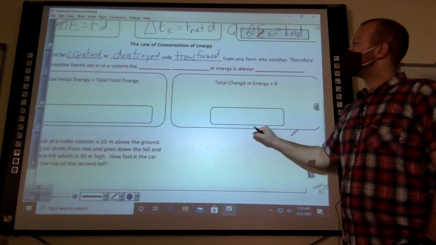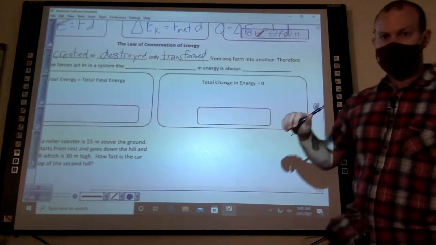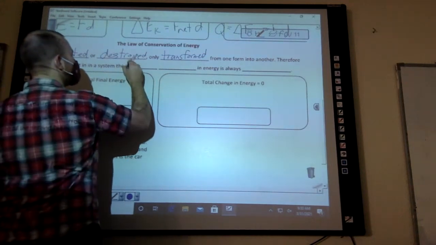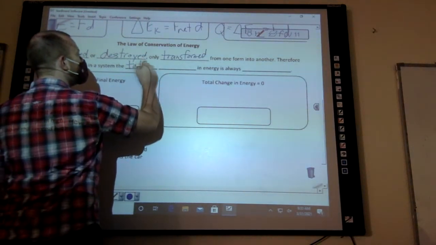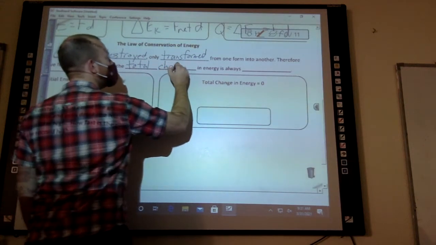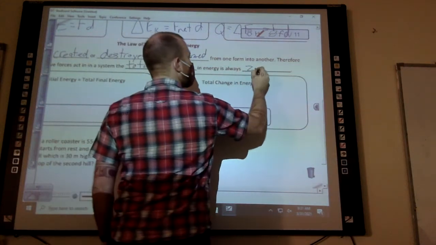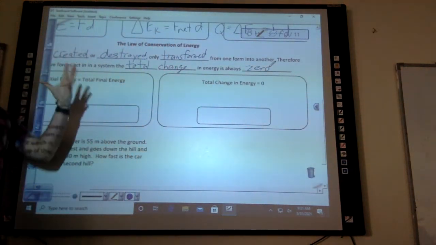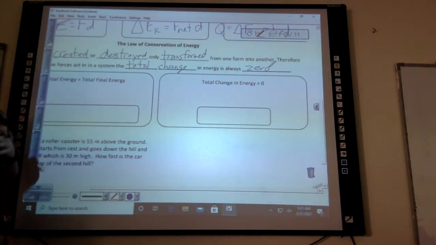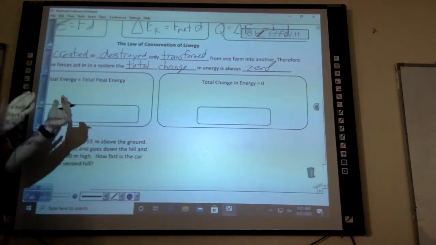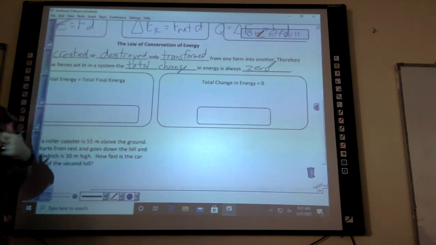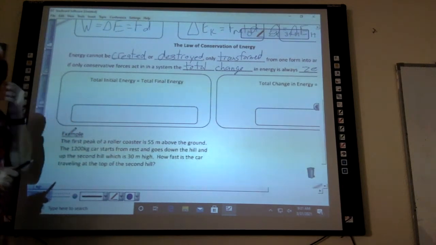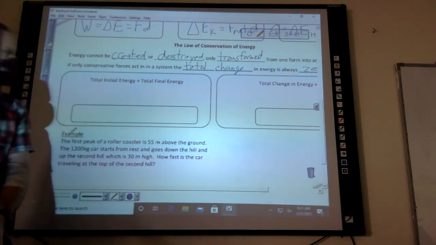So if only conservative forces act in the system, the total change in energy is always zero, meaning I don't have a change in energy. Looking at the whole system, yes, individual things might change. I might go from some potential to zero, but that energy gets transferred into something, either kinetic or heat, as we'll see later. So total initial energy equals total final energy.